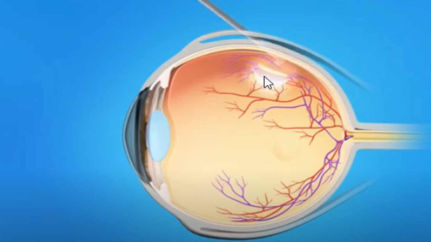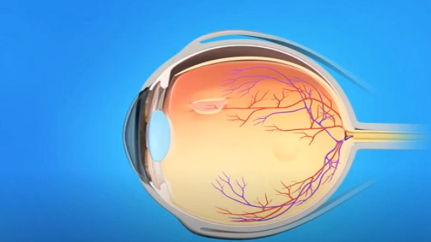Okay. The third way, after cryo and laser, for sealing retinal breaks is diathermy, and it is the same idea as cryo, and it is not very commonly used, so we won't dive too much into it. Let's move on to the next.